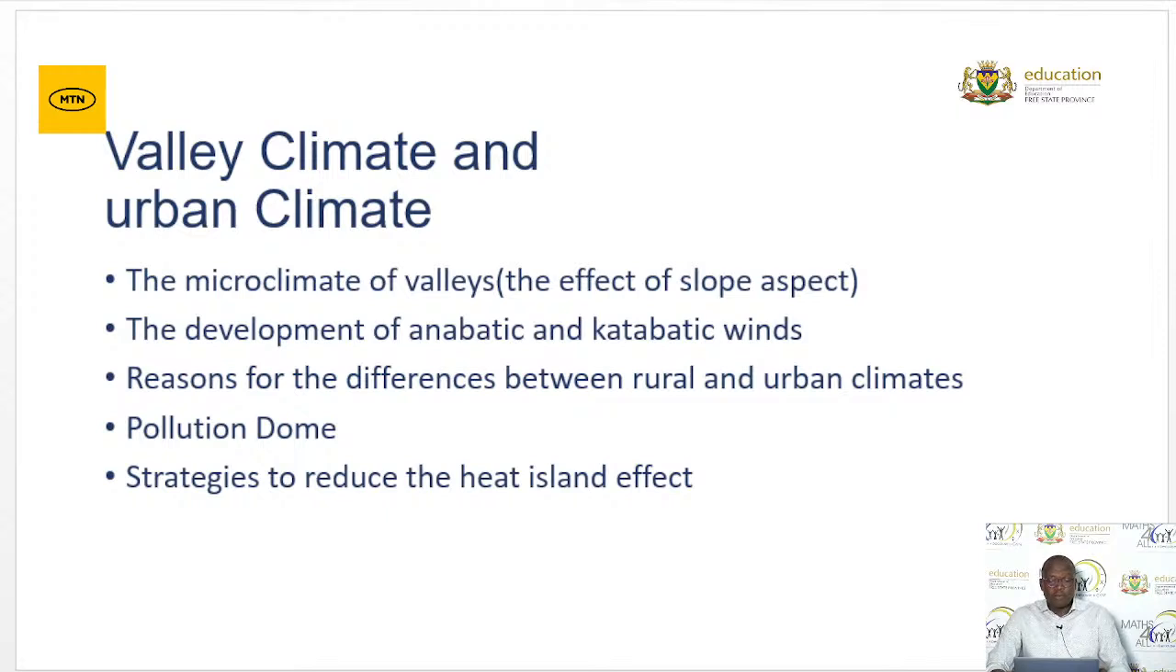So that means one must be able to explain the development of anabatic wind, and must be able to explain the development of katabatic wind. And then the reason for the difference between rural and urban climate, that is when I will talk about the urban heat island. So you must be able to define what the urban heat island is, and why the temperature of an urban area is warmer than the surrounding rural areas. So you must be able to give us what causes the temperature of an urban area to be warmer than that in a rural area. So one must be able to give reasons.